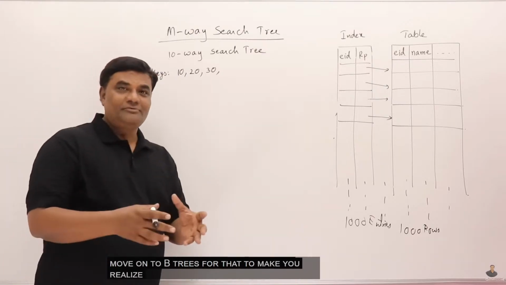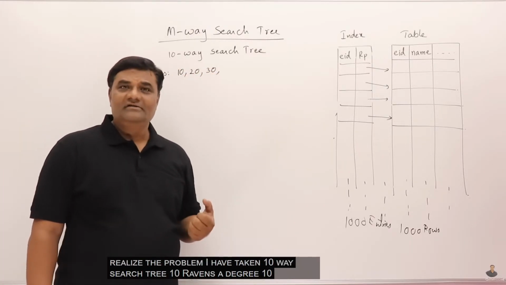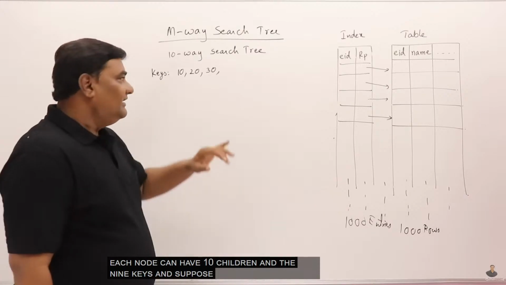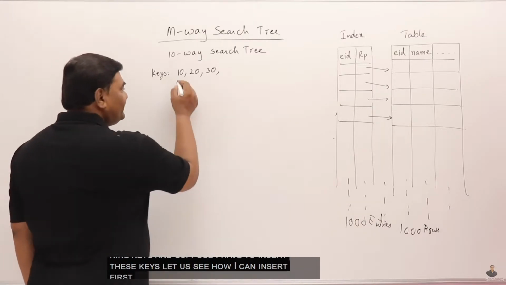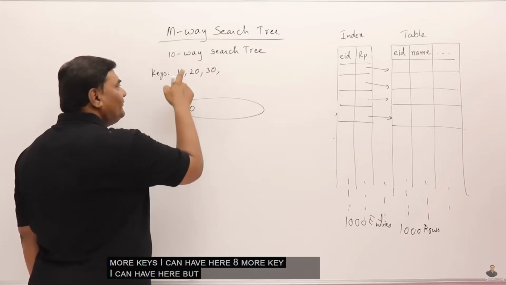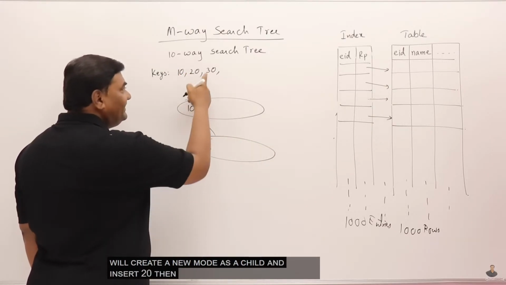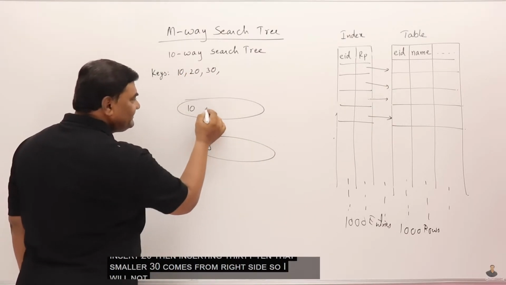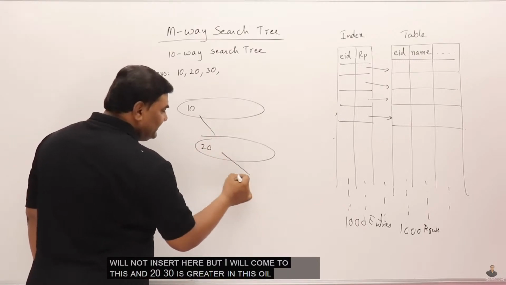To make you realize the problem, I have taken a 10-way search tree. 10 means degree 10. Each node can have 10 children and 9 keys. Suppose I have to insert these keys. Let us see how I can insert. First 10. There is nothing, so I will create a node and insert 10. How many more keys can I have here? 8 more keys. But for inserting 20, I will create a new node as a child and insert 20. Then inserting 30: 10 is smaller, so 30 comes from the right side. I will come to this, and 20, 30 is greater than this, so I will insert 30 here.